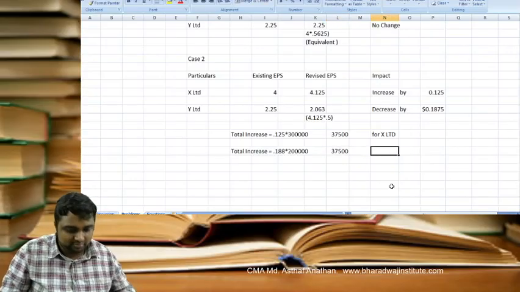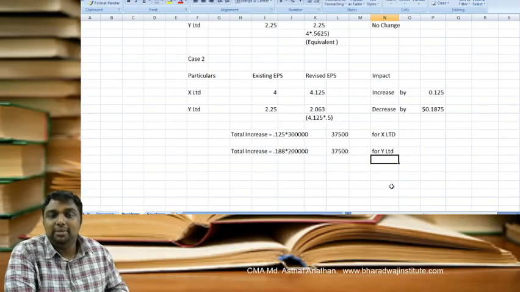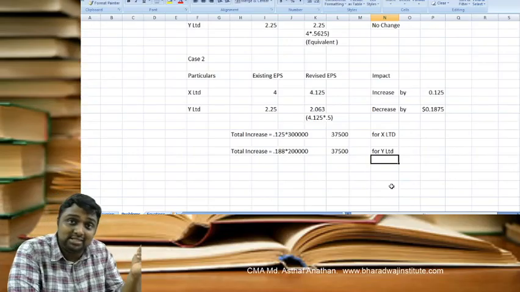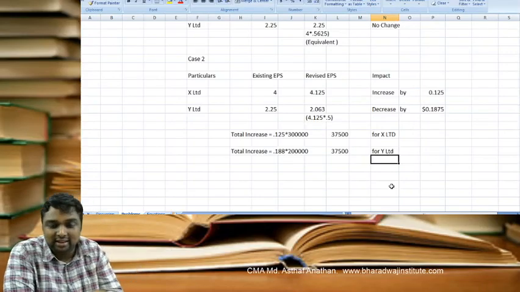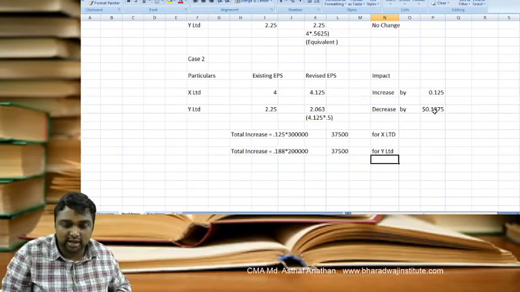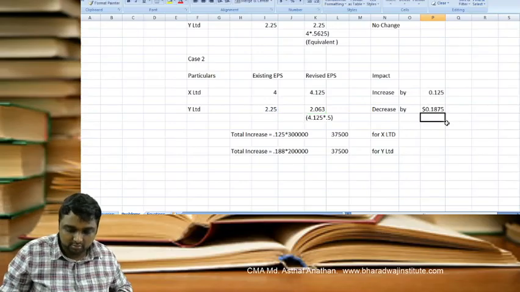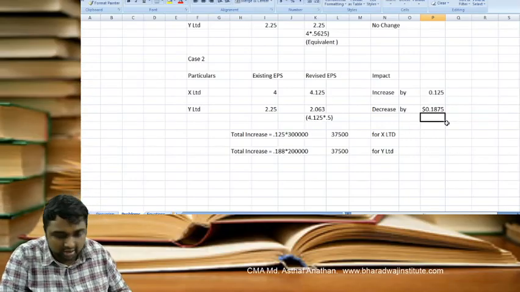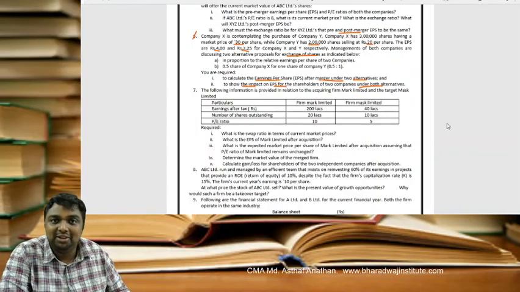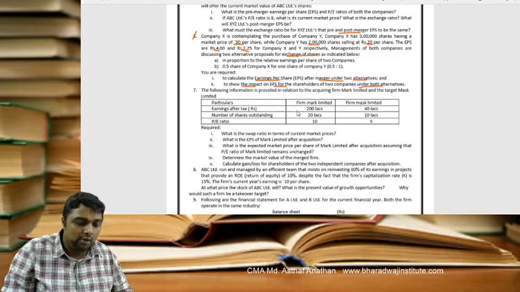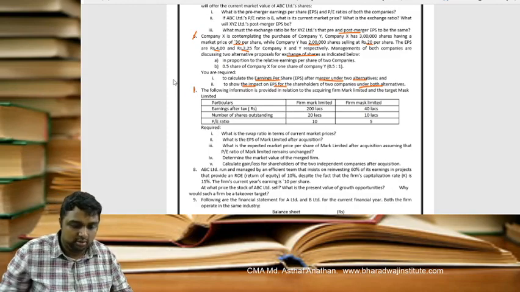See, look here. For Y, it is limited. That means in total, one person's decrease will be another person's gain. Some friends may be thinking, sir, why is it not coming? That purpose only I am telling. Okay. So great. Dollar symbol you ignore. Answer is over.